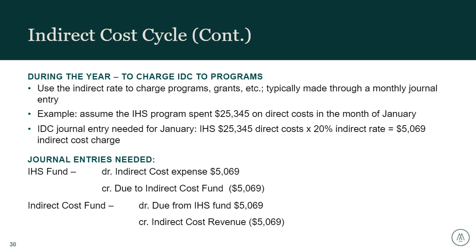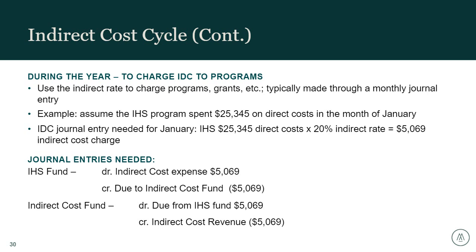As the year progresses, we should also record this indirect cost to the program. So how is that done? We should use the indirect rate to charge the program. Typically, such an entry would be made through a journal entry. A monthly journal entry is recommended, but it could be done on a quarterly basis, or sometimes we've seen it done at year end, but a monthly journal entry is recommended.